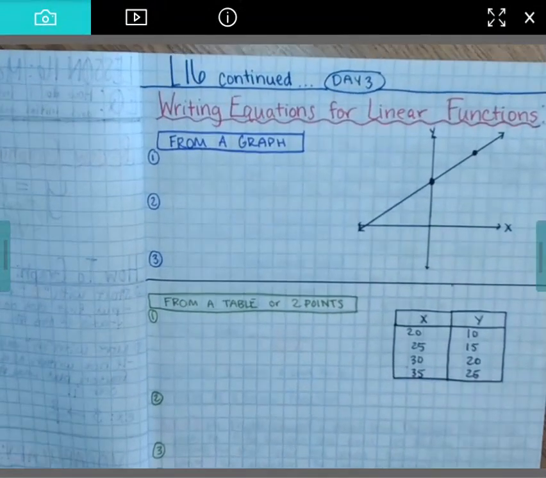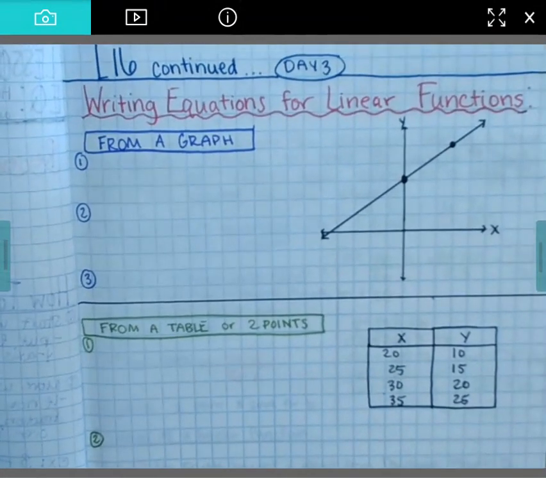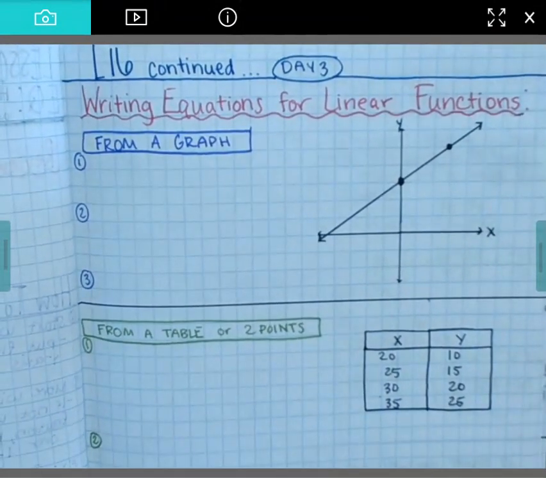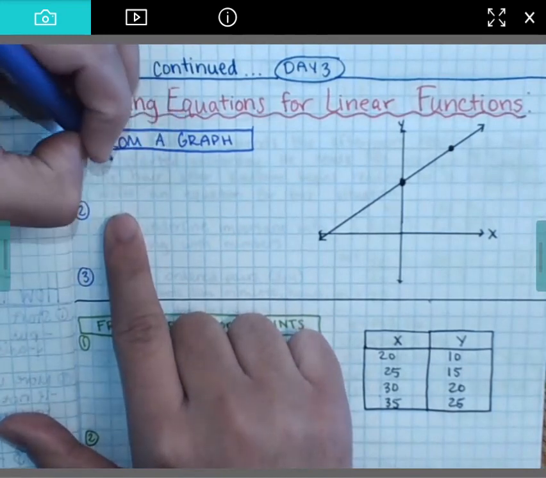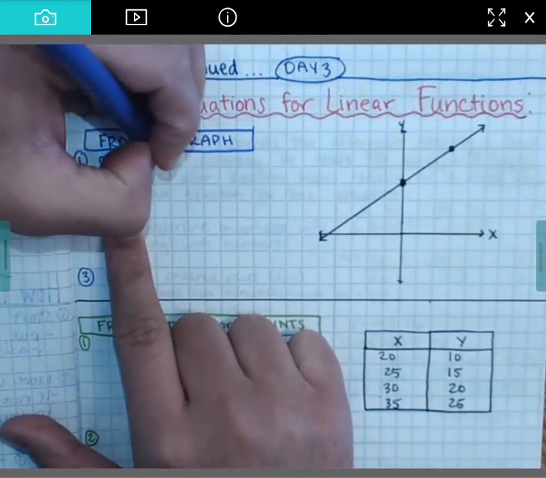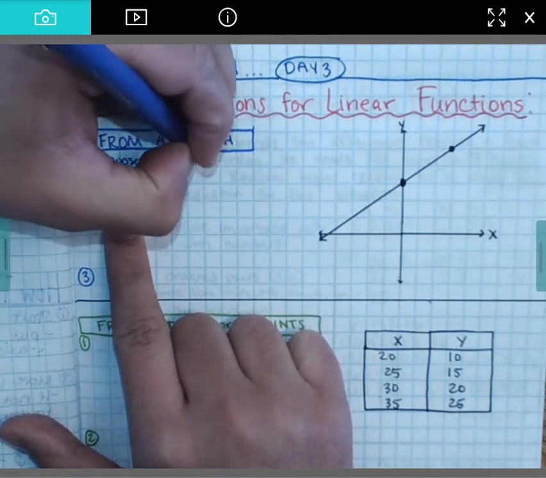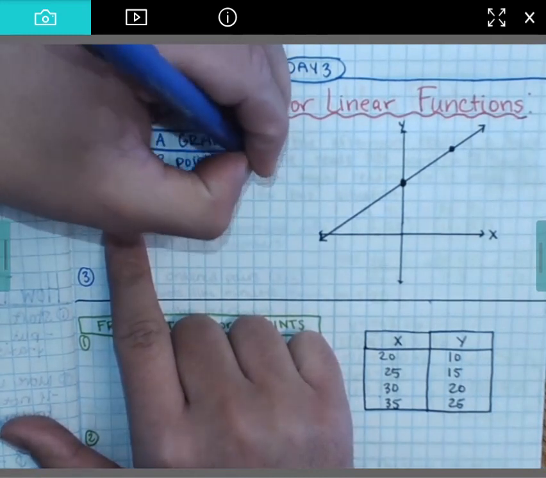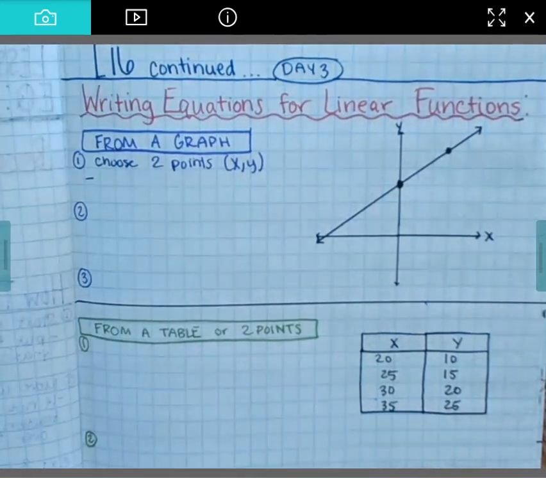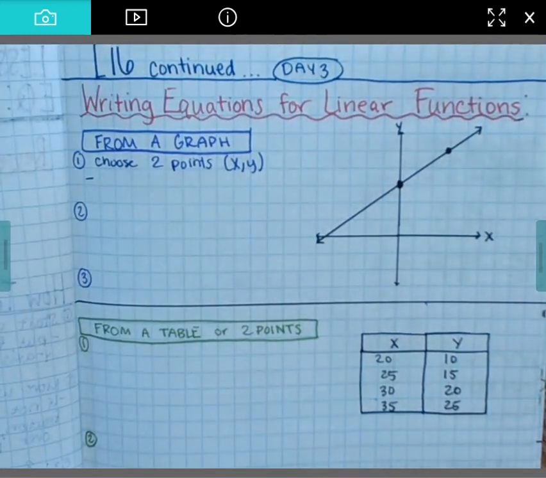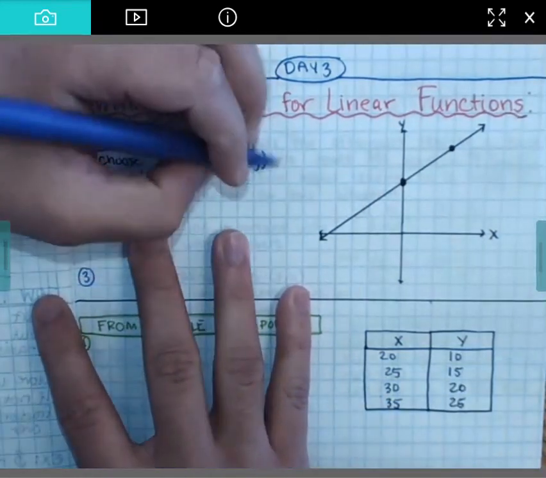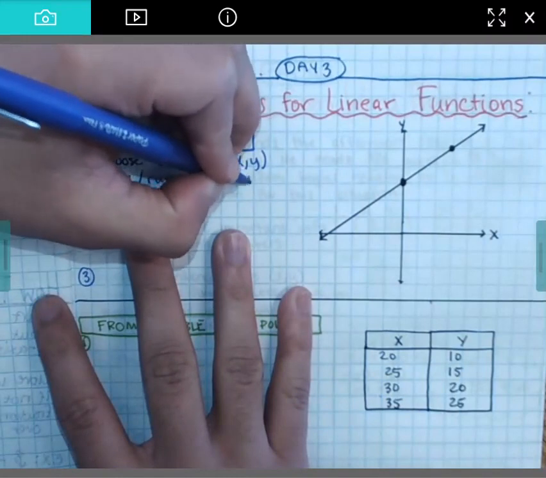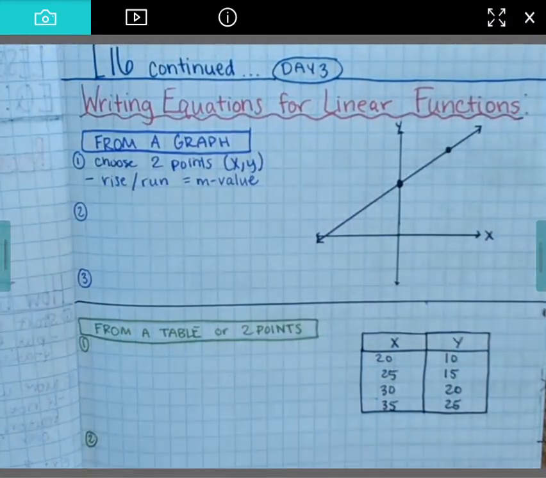So let's say they give you a graph like this and they ask you to write an equation from it. Well, we need to know some steps to figure out how to even write that equation. First thing that we have to do is choose 2 pretty points. Okay, so that's our x and our y value. And then from there, we're going to figure out what the slope is by using rise over run. Rise over run, that's going to equal our m value, our slope. We're going to calculate slope.